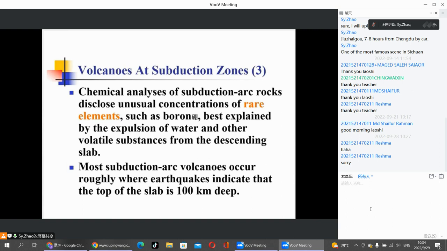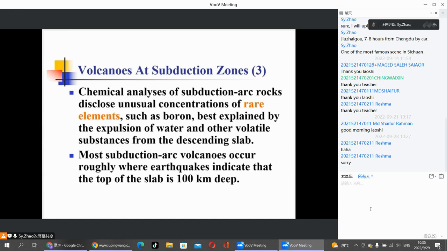The chemical analysis of subduction arc rocks disclosed unusual concentrations of rare elements, such as boron, best explained by the expulsion of water and other volatile substances from the descending slab. On the other hand, most subduction arc volcanoes occur roughly where earthquakes indicate that the top of the slab is 100 kilometers deep.